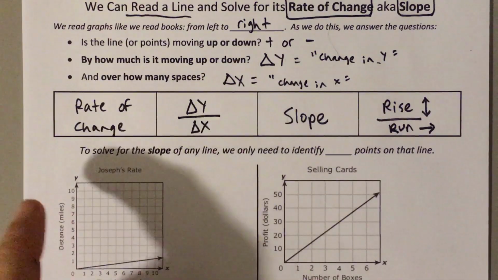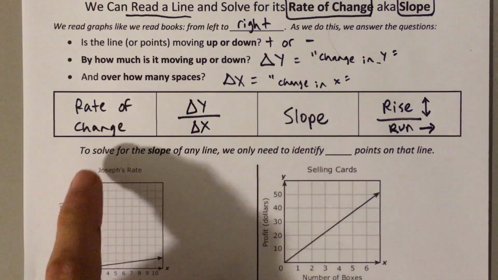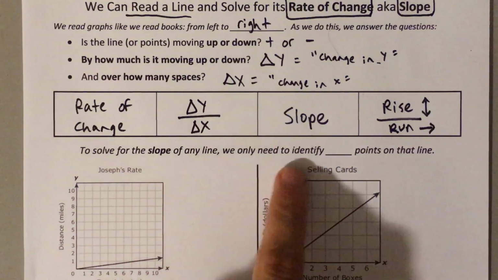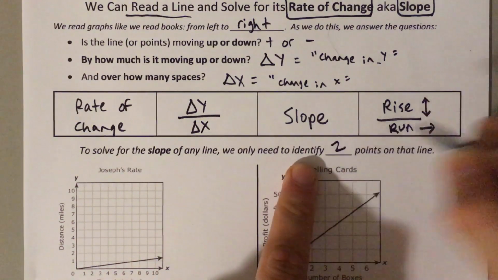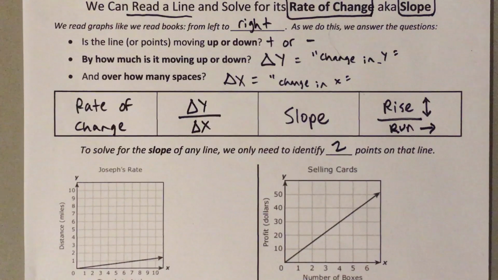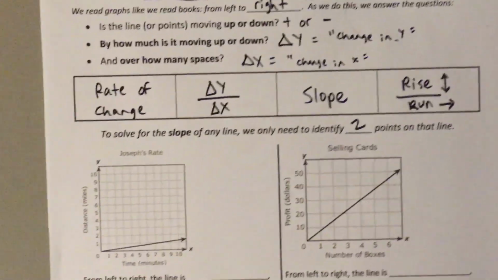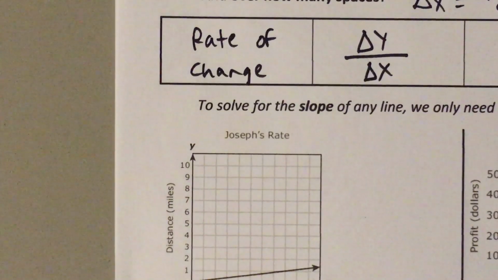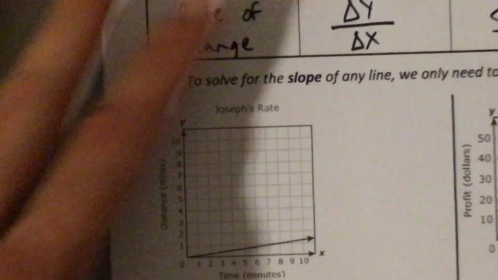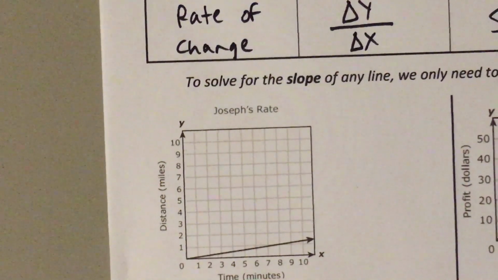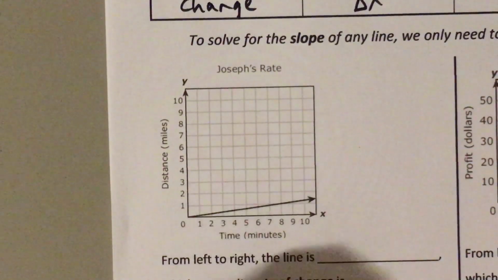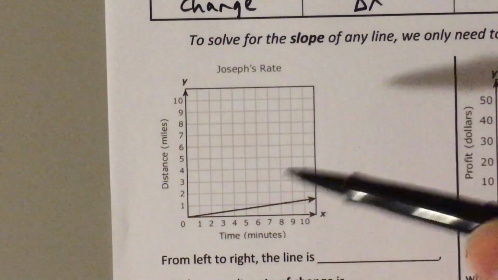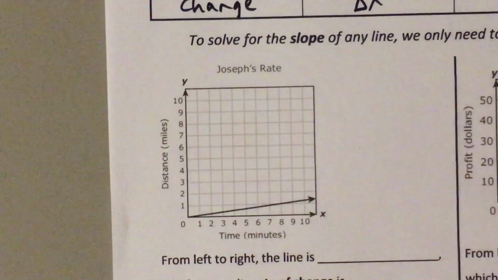So let's look at some examples. The only thing you really need to know is that when you see a line, to solve for the slope of any line, we only need to identify 2 points on that line. So the first thing we're going to practice is finding 2 points. I'm going to zoom in on this problem here. You'll have to excuse me, I'm working off of a weird little chair setup.